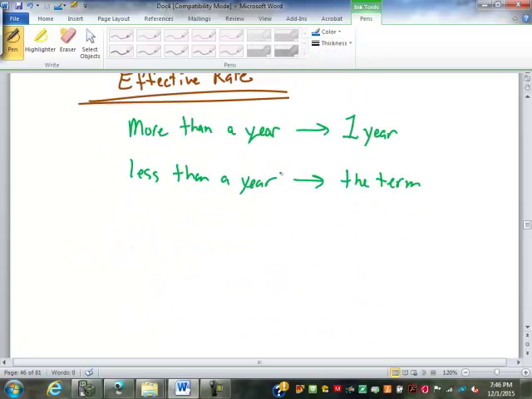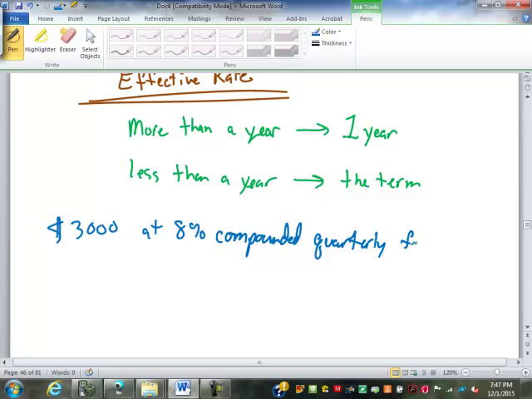So, find the effective rate on $3,000 invested at 8% compounded quarterly for 7 years. Do we care about the 7? The answer is yes, but very little. All that it tells us is that we're more than a year, so we're going to use 1 year.